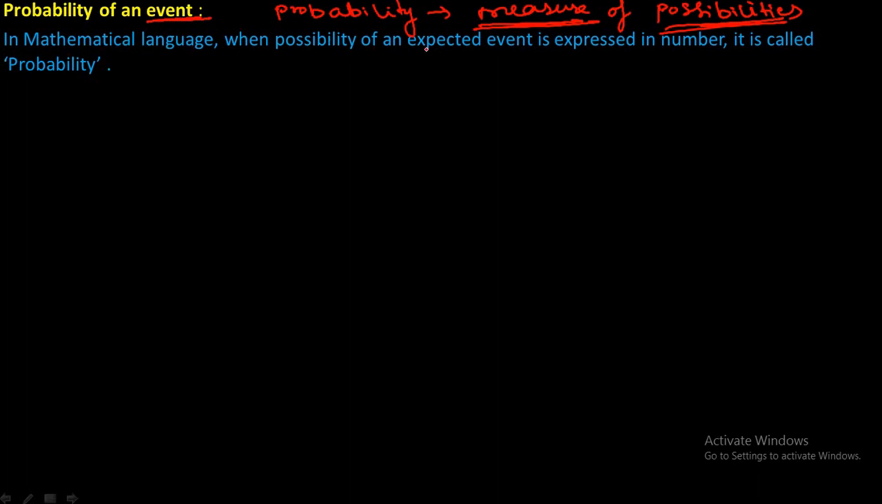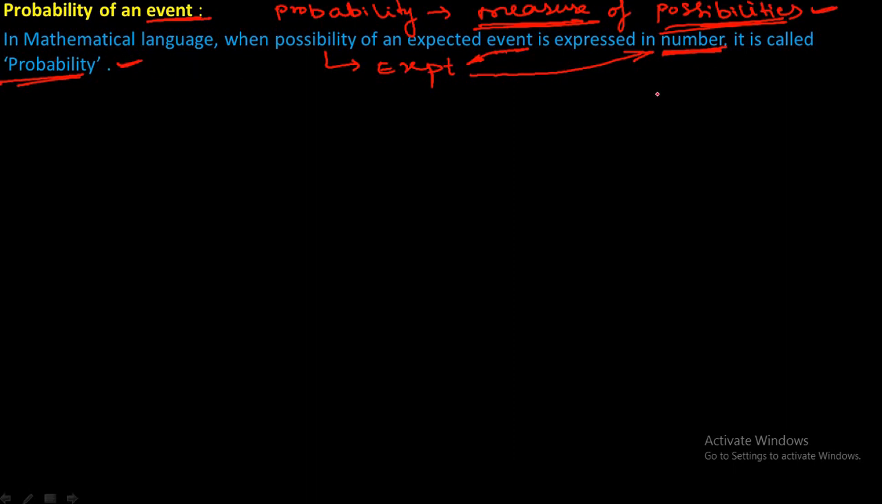In mathematical language, when the possibility of an expected event is expressed in number, it is called the probability. Whatever possibility is there of a particular experiment, we express it in number, then it is called the probability. Or you can say the probability is nothing but a measure of possibilities of a given experiment. That is also the definition of probability.